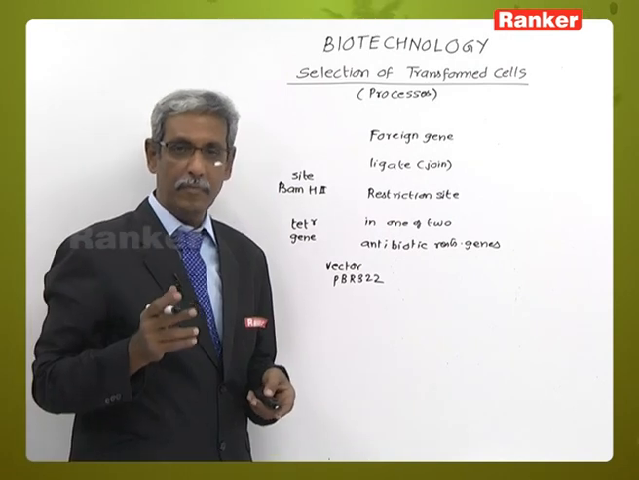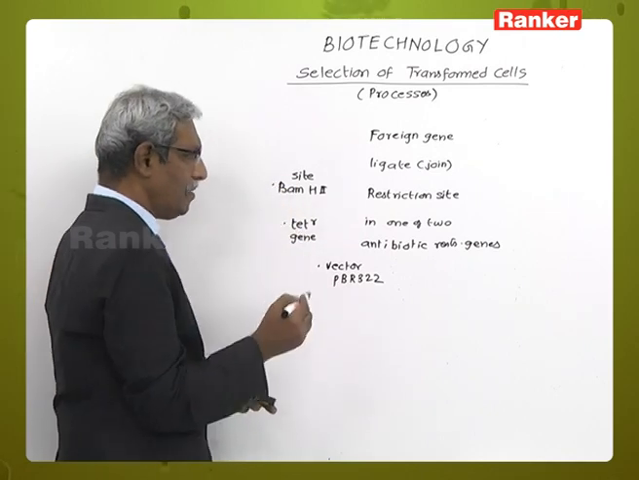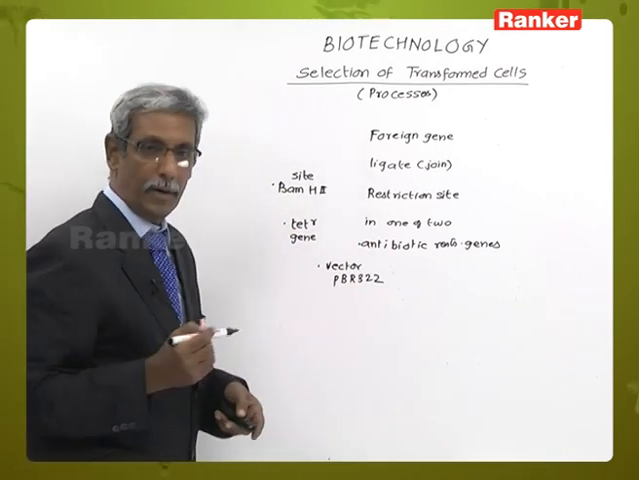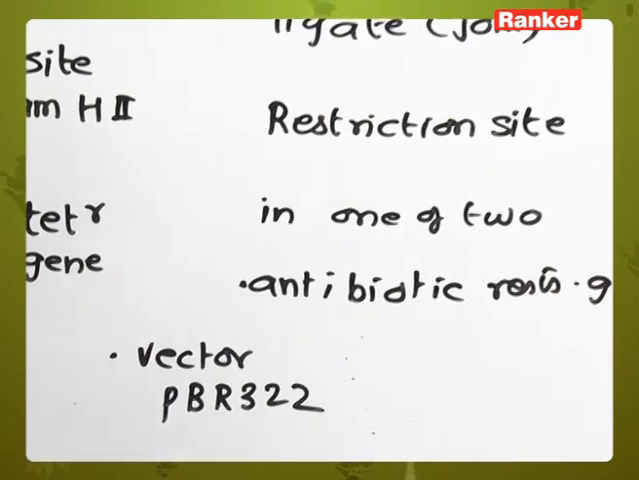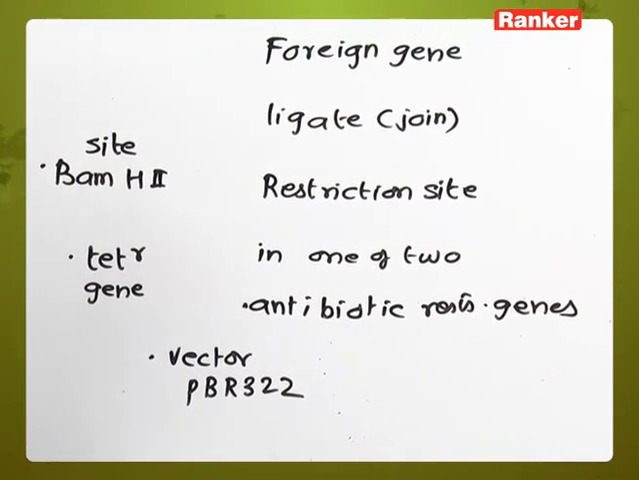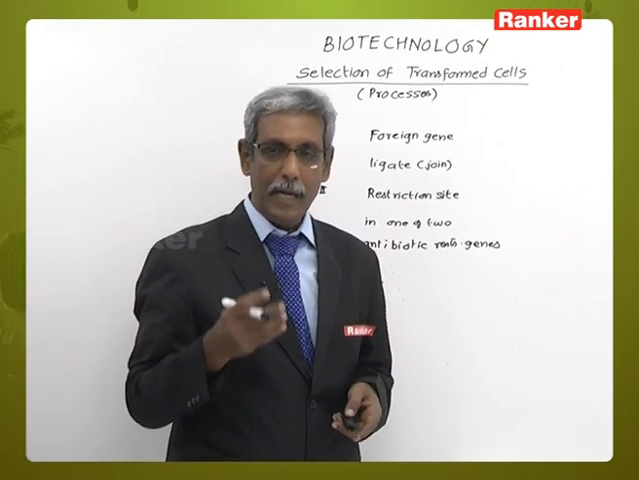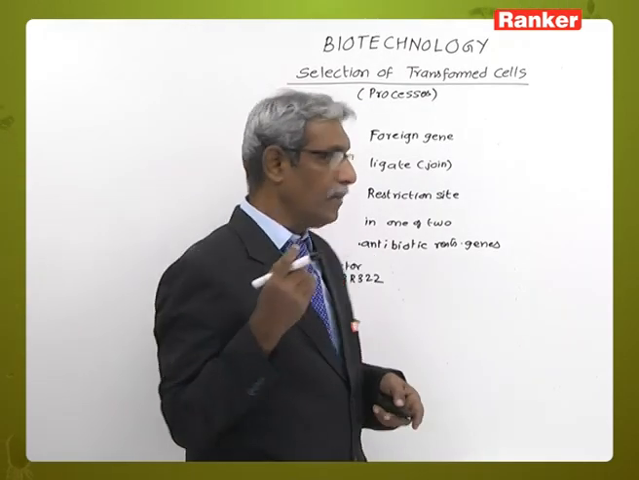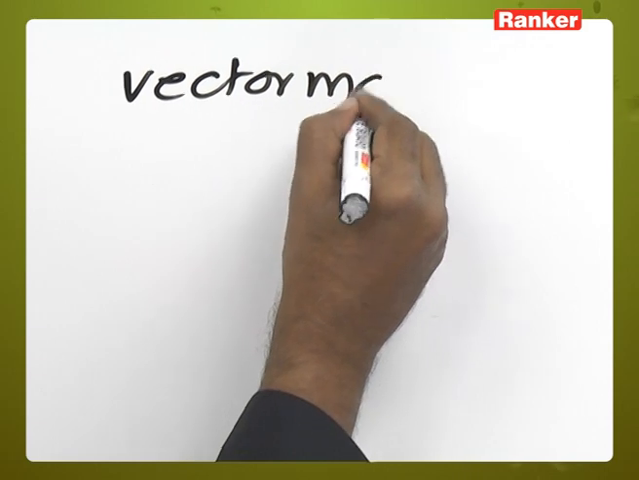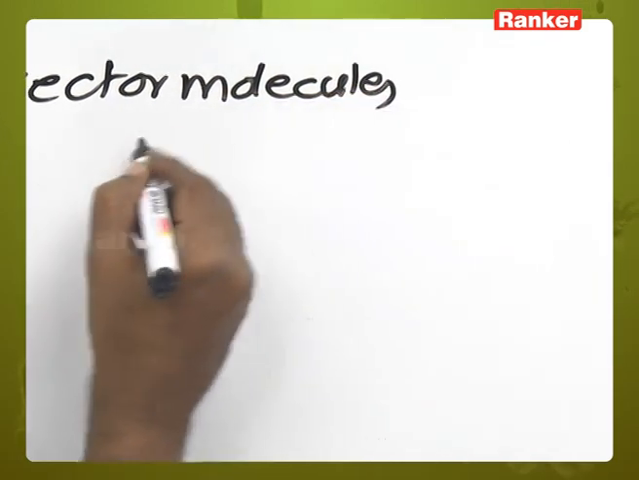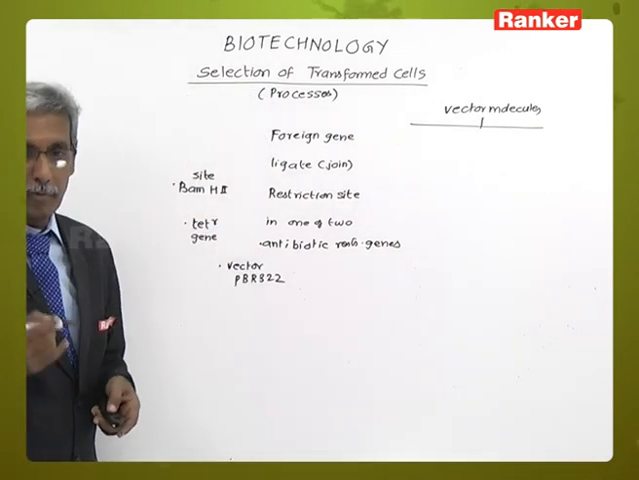So, while you are doing the selection of transformed cells, we understand the vector is pBR322, the gene is TET, the site is BamHI and it is one of the antibiotic resistant genes, and we are looking at what exactly the process is. Now, once we have a recombinant DNA and it is loaded into a vector, there can be two types of vector molecules getting formed. So, next we are looking at vector molecules. Vector molecules could be of two types.